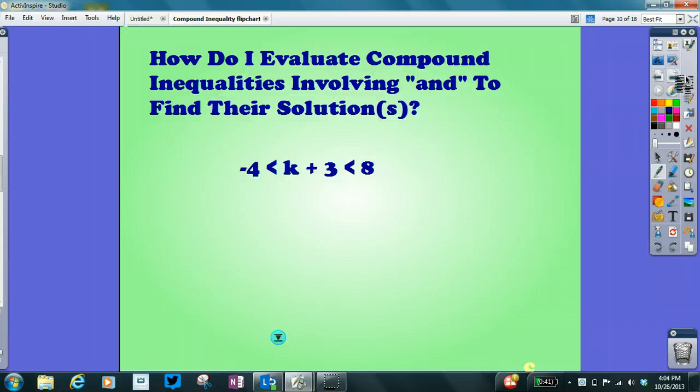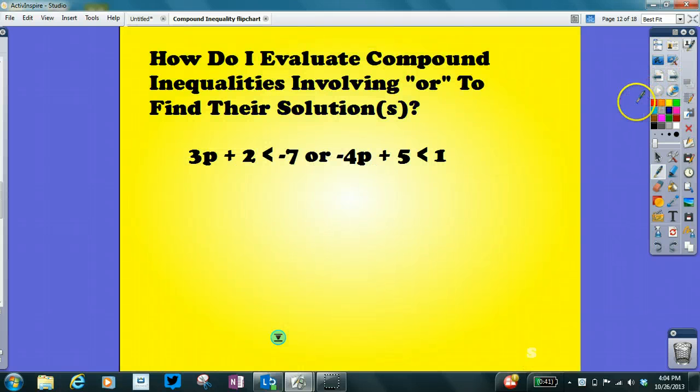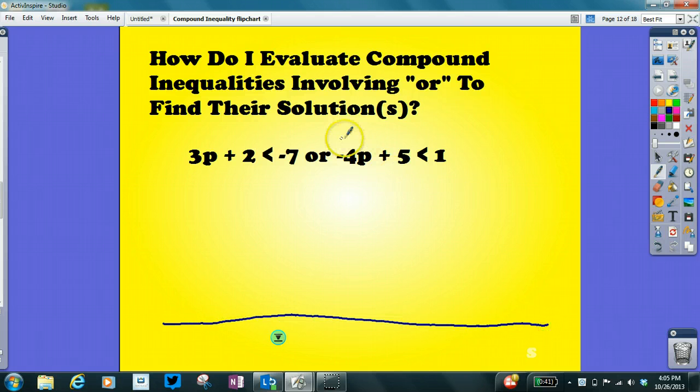Now what I want to do now, I want to go over to the ors. We'll work more with these in class. But how do I evaluate compound inequalities involving or to find their solutions? Well, if you notice here, it also starts out with or in the middle. So I have two separate inequalities. I'm going to go ahead and draw my line down here for later, my squiggly line. Let's look at the two different inequalities and see how this ends up being on the number line and what it would look like as far as inequalities.